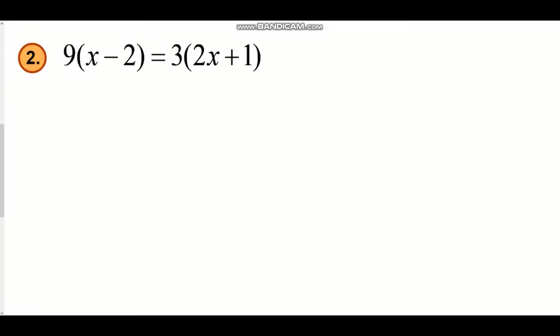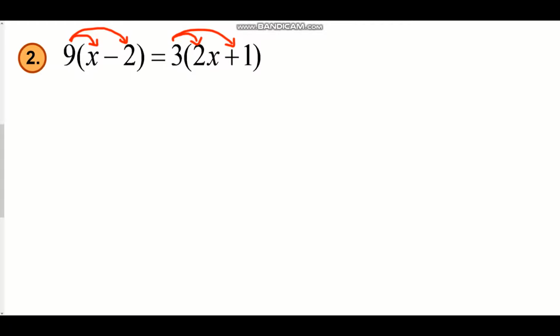Here's a second example which is a little bit more tricky. So again, we're going to multiply these brackets by doing 9 times x and 9 times minus 2. We're working with negative numbers a wee bit there. Hopefully we're okay with that. And then 3 times 2x and 3 times plus 1.